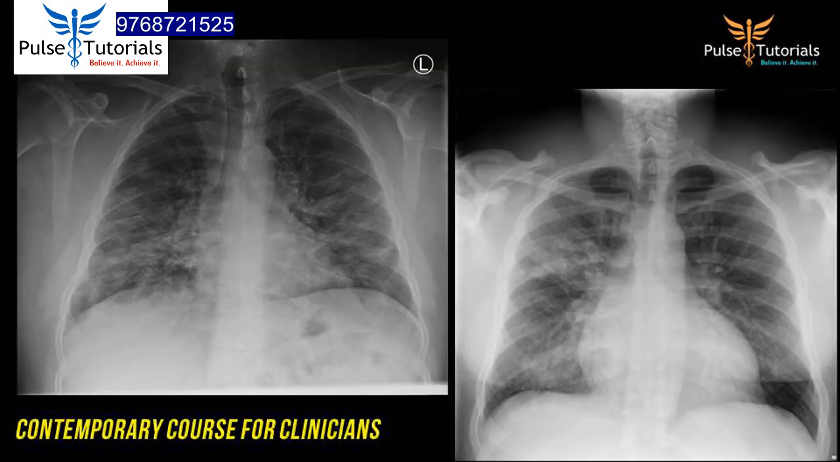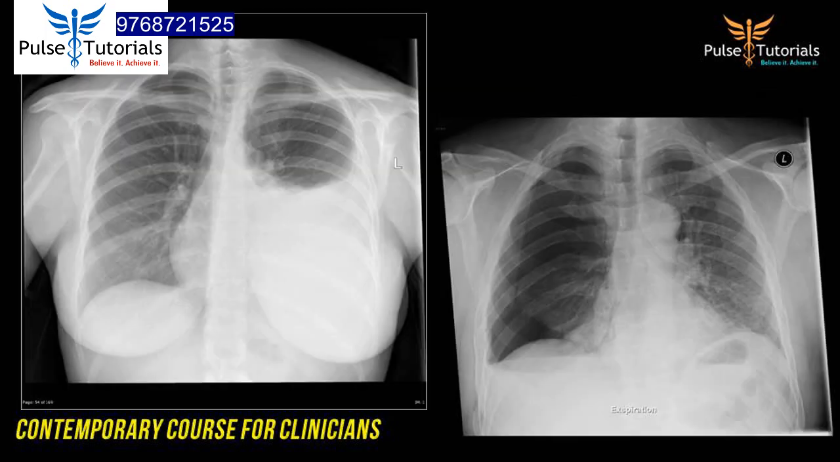This is a classic example of patchy consolidation. So this might be a case of bronchopneumonia, extensive bronchopneumonia. This is a case of hydrothorax on the left hand side and pneumothorax of the right lung on the right hand side.